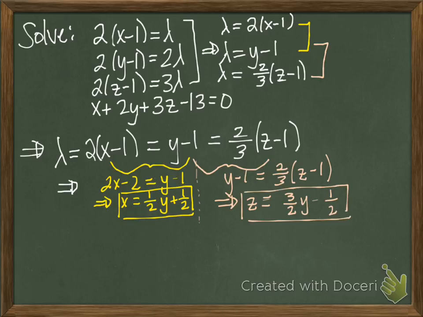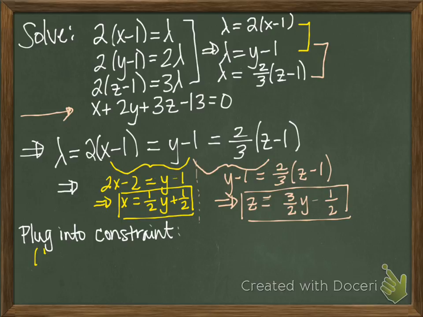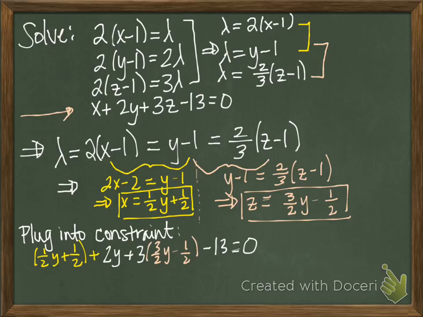Okay, so far we've just used the top three equations, and now we need to go back to our constraint, this bottom equation, and plug everything into there. So the constraint is x plus 2y plus 3z minus 13 is 0. So we know that x is 1/2 y plus 1/2, and then we're going to have plus 2y, and then plus 3 times z. So now everything is just in terms of one variable.